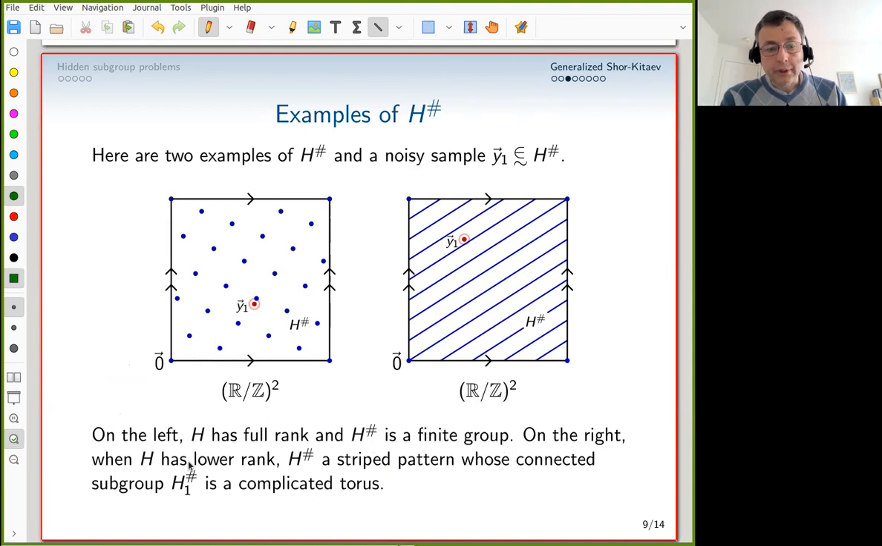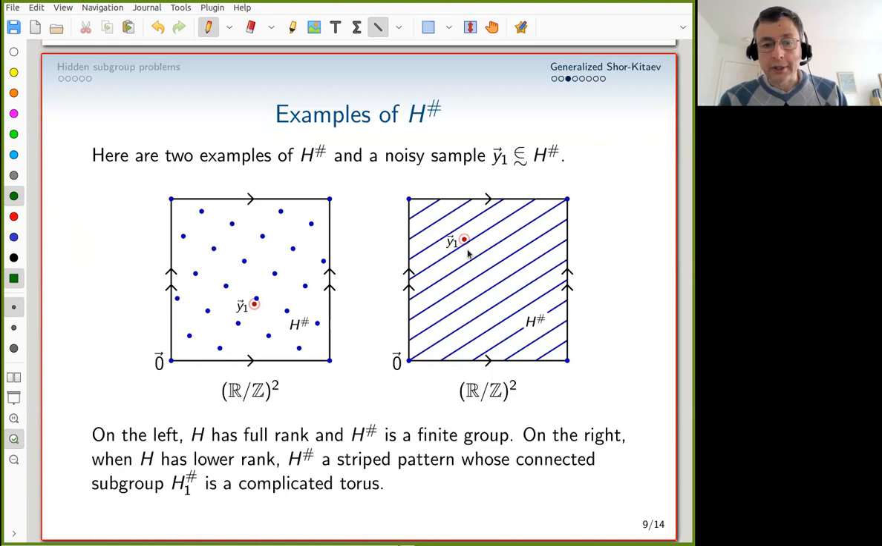Now on the right, I gave H rank one. And the co-rank of H, K minus the rank L of H, is the dimension of H sharp. So H sharp then is a striped pattern when H has deficient rank, whose connected subgroup is some very complicated torus. The slope of this torus is something that you don't get to know. If you did know that slope, you look at this picture and think there'd be a reason to try to rotate it around. I'll get to more of this in a second.